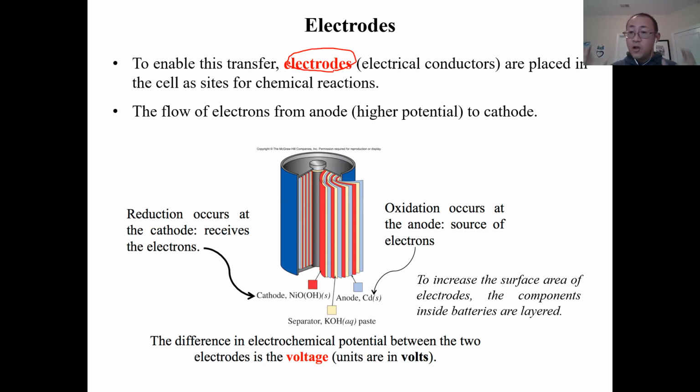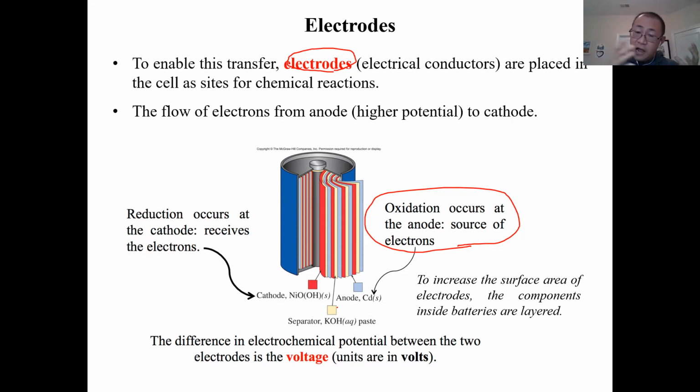So in a battery, we have two types of electrodes. In a nickel cadmium battery, for example, the nickel loses electrons. That's where the oxidation happens. That's where the electrons are coming from, because nickel loses electrons. So we call the source of electrons, where the oxidation happens, the anode of the reaction.